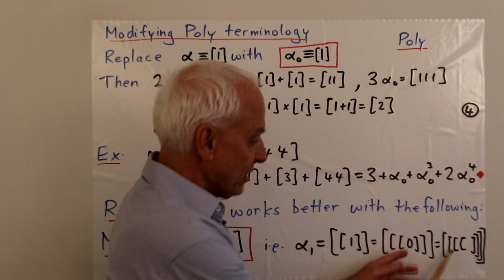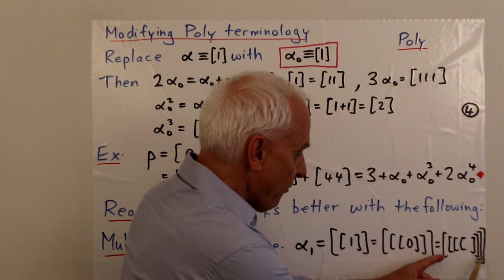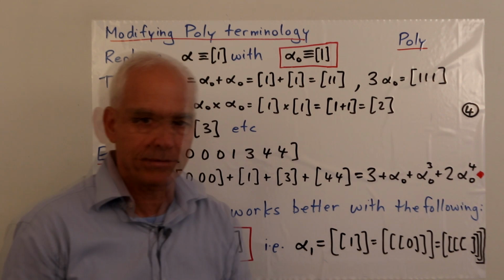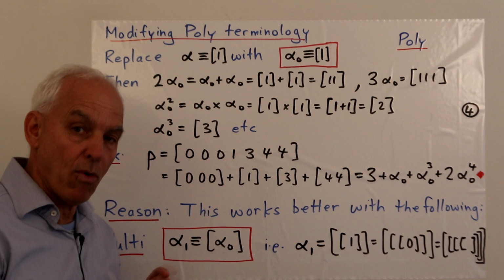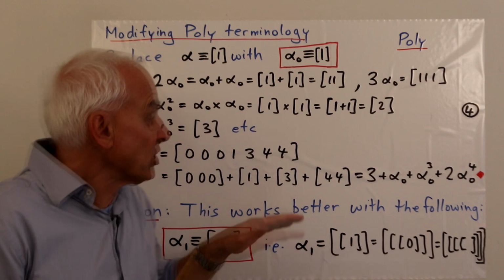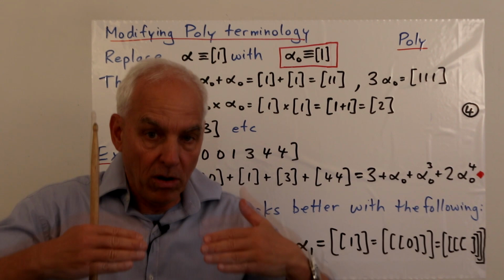So we could parse this by seeing that this alpha 1 is really a pair of brackets containing a pair of brackets containing a pair of brackets containing a pair of brackets. Ultimately, it's just brackets. That's alpha sub 1. That's now our basic multi number, which is not itself a poly number. It's the starting point from going from the poly world to the multi world.